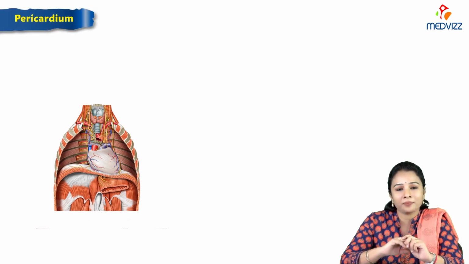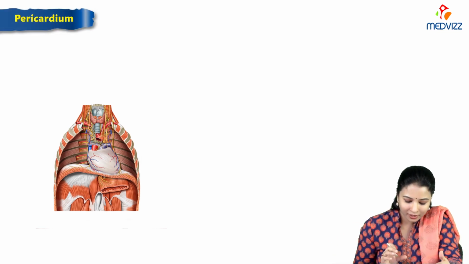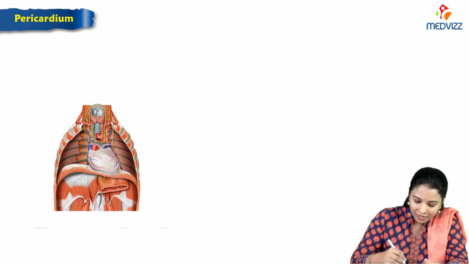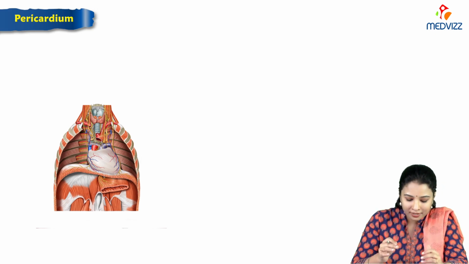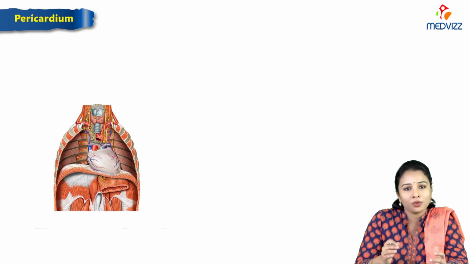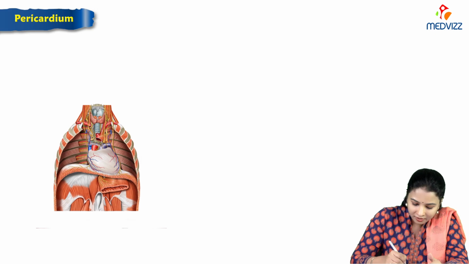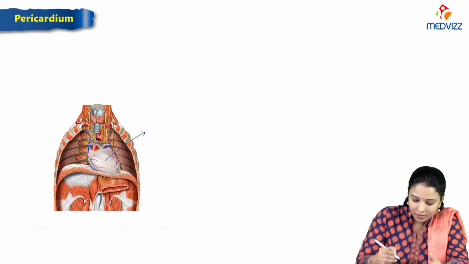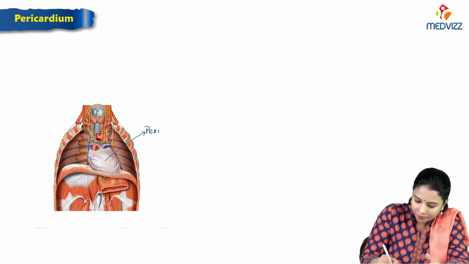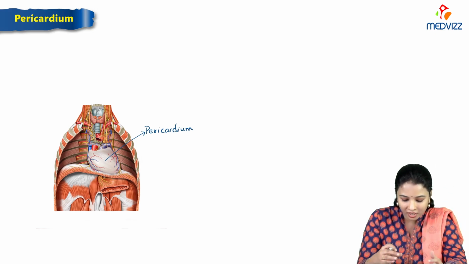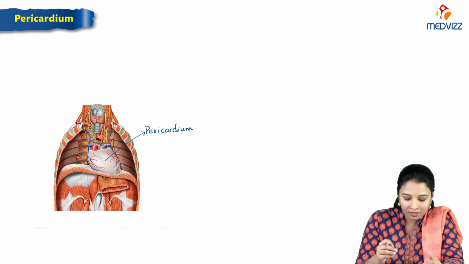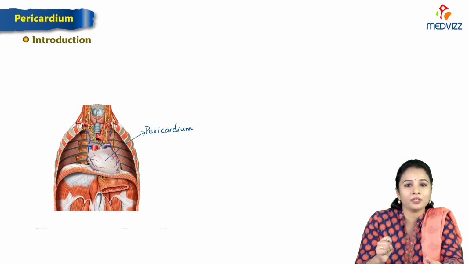Students, today we will start with the covering of the heart, which is called the pericardium. Here is a very good illustration where we can appreciate the middle mediastinum, and the lungs are removed, exposing only the mediastinal structures. So this is the pericardium covering the heart. The whitish colored, tough layer is the fibrous pericardium covering the heart.